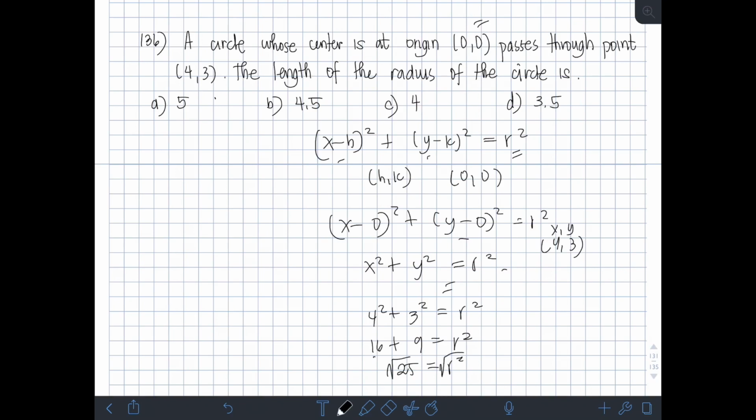So, square root both sides para makancel yung square ni r. So, magiging square root of 25 is plus minus 5 equals square root of r squared is r. So, dahil radius yung hinahanap, kukunin lang natin yung positive kasi wala naman tayong negative radius. So, r is 5. The answer is letter A.